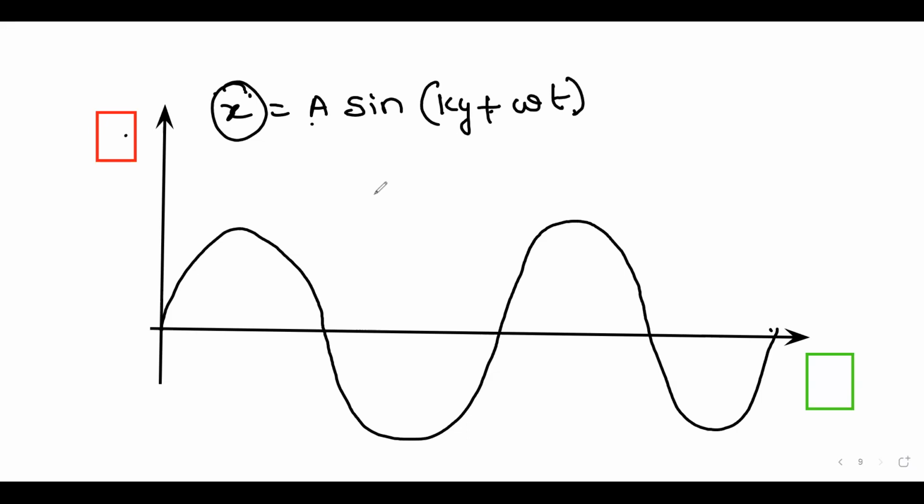Now, in this case, wave is propagating in Y direction. Positive Y or negative Y? Negative Y, wonderful. That is negative Y propagation direction, correct.